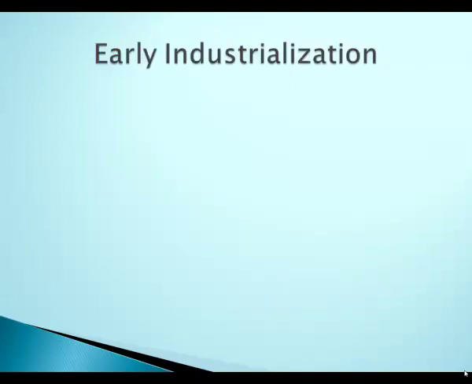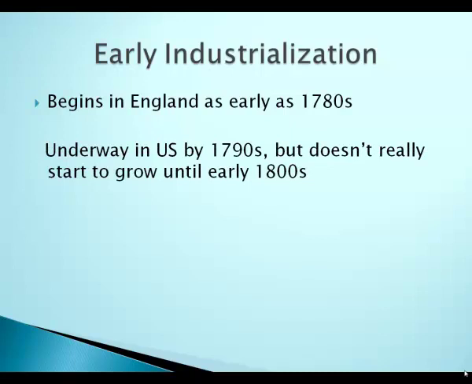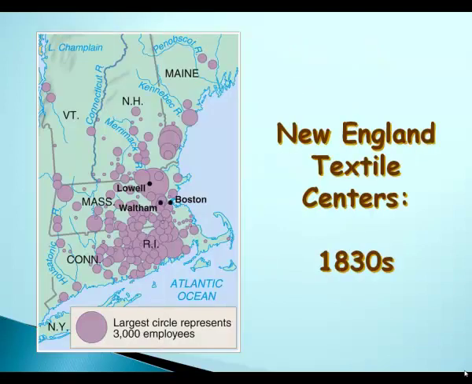Early industrialization, your second title. It begins in England as early as the 1780s, and all that was underway in the 1790s here, it doesn't really get to growing until the 19th century, the 1800s. Mechanization, standardization, interchangeable parts. 3 things that are going to be necessary to begin industrialization.